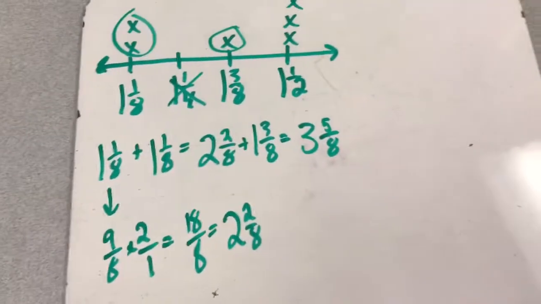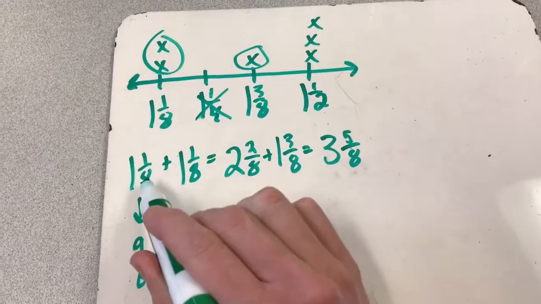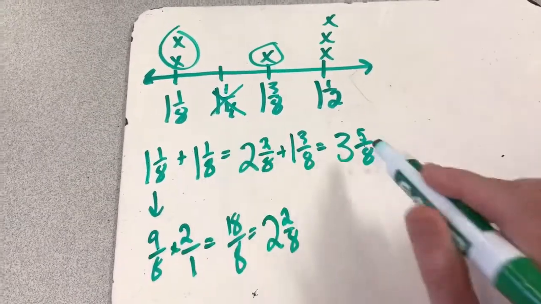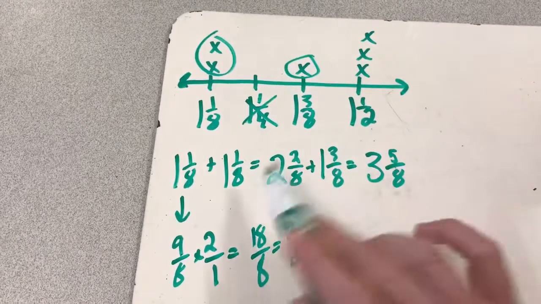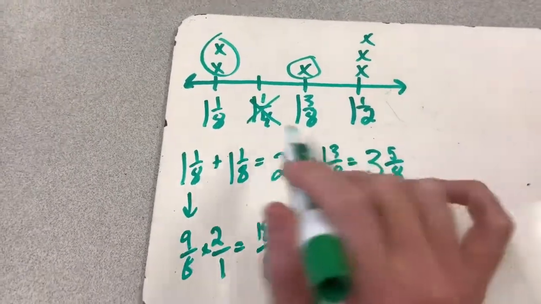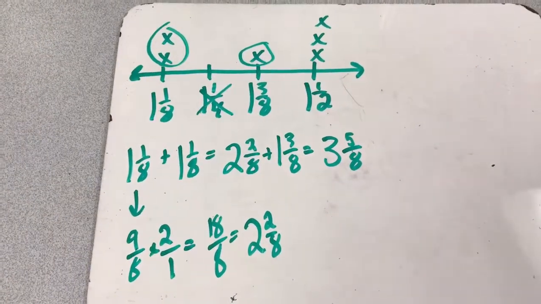So remember, when we add fractions, we can turn them into improper fractions. We need to make sure denominators are the same, and then we always check to see if it can simplify at the end. So our whole numbers are 3, my fractions are 5/8. The total sum of the 3 smallest values on this one would be 3 5/8.